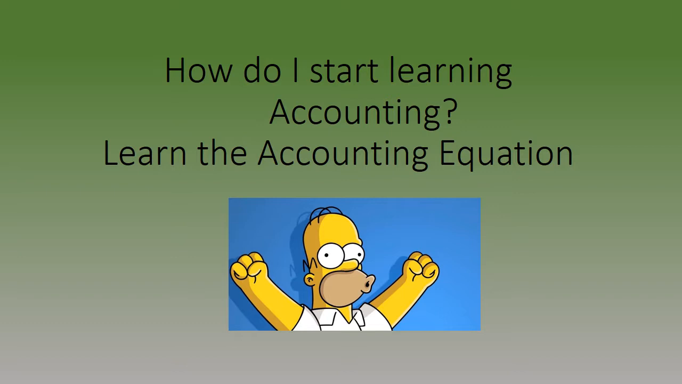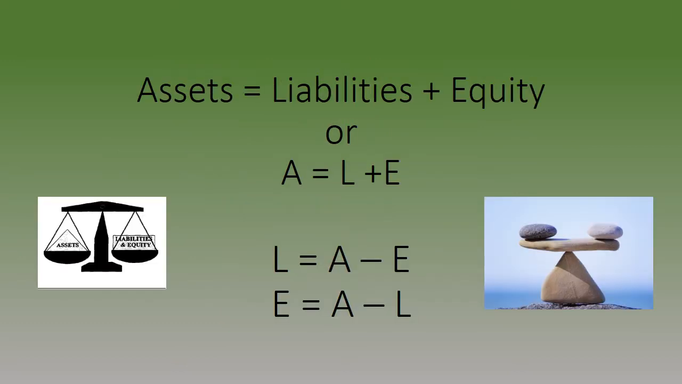A good start is to learn the accounting equation. The accounting equation is this: assets equals liabilities plus owner's equity. An asset is what a company owns or controls. Liabilities are creditors' claims on assets. Equity is the owner's claim on assets. You can also say assets equals liabilities plus equity.